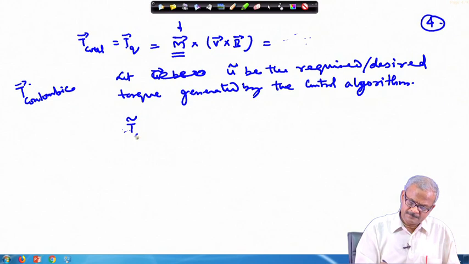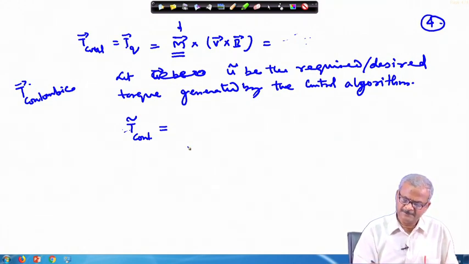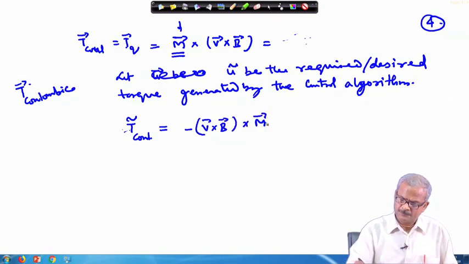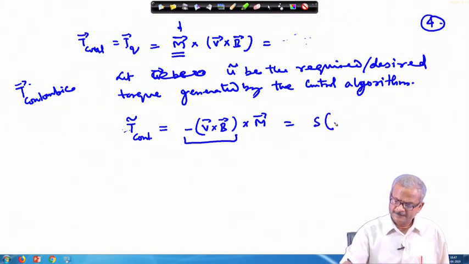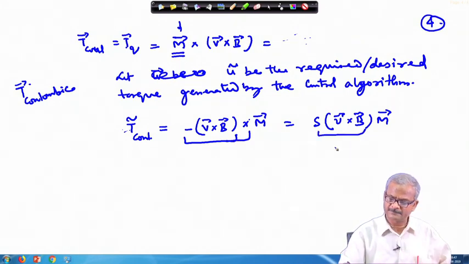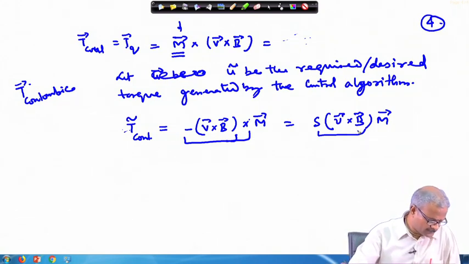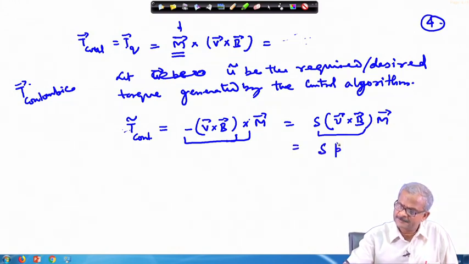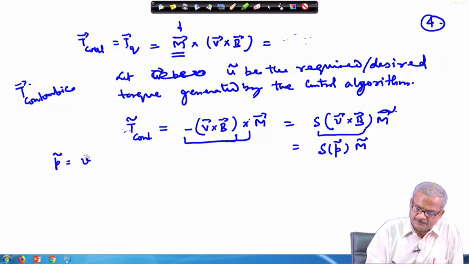So, T tilde is due to the Coulomb charges, or the electric charges, this will become minus v cross b cross m. And this quantity we can write as S of v cross b, the skew symmetric matrix, which we have already used. So, if v cross b we put as a vector, suppose this I write as S p tilde, and this is m tilde. So, p tilde is your v cross b.